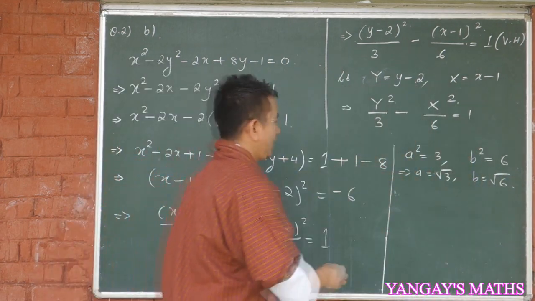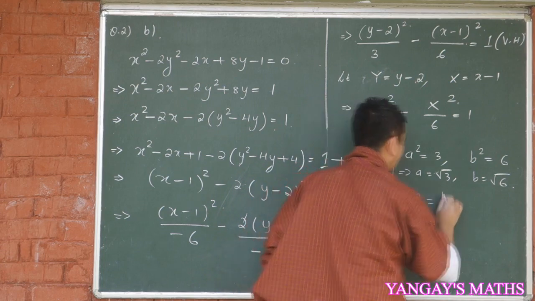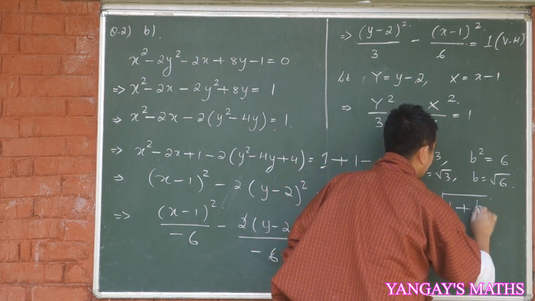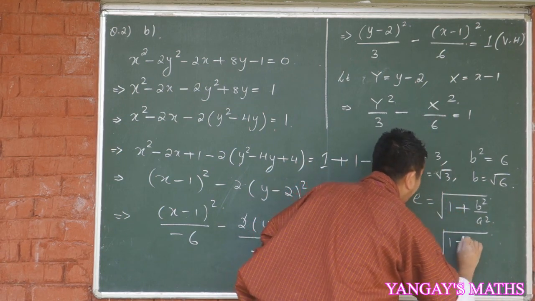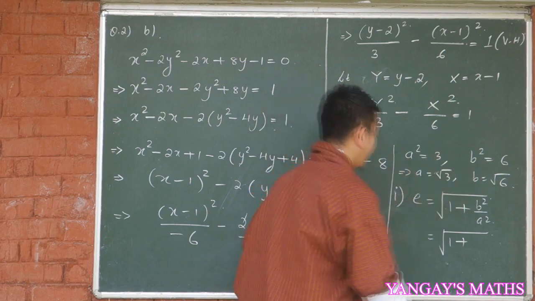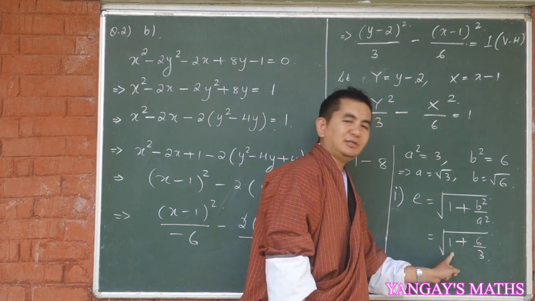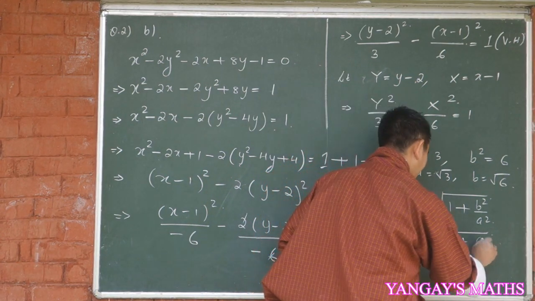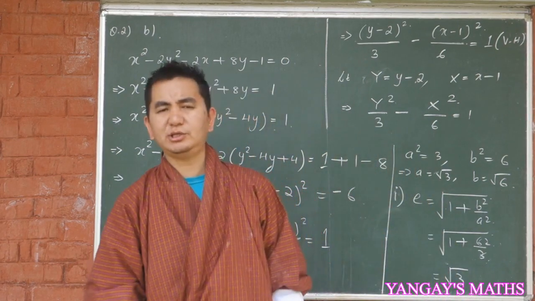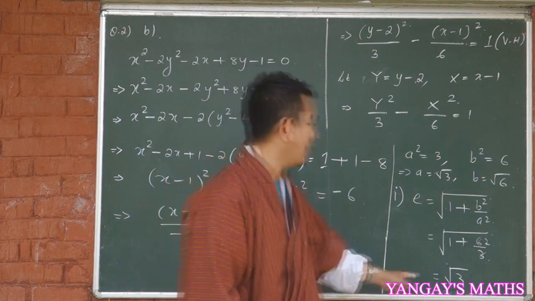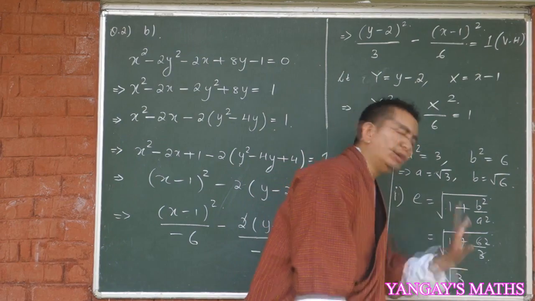From here itself, let me calculate the eccentricity. What's the eccentricity formula? e is equal to root of 1 plus b squared by a square, which is root of 1 plus, what's the b square value? 6 divided by 3. Cancel directly, which is equal to root 3. So the eccentricity value is equal to root 3. Please remember, the eccentricity has no unit. It's a ratio, so the units get cancelled. So e is equal to root 3.